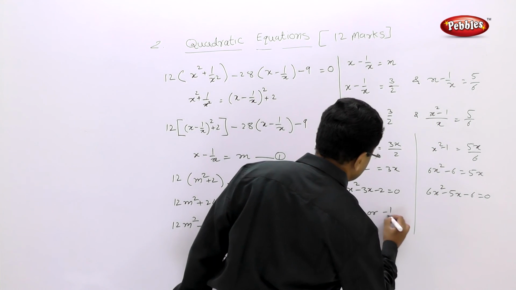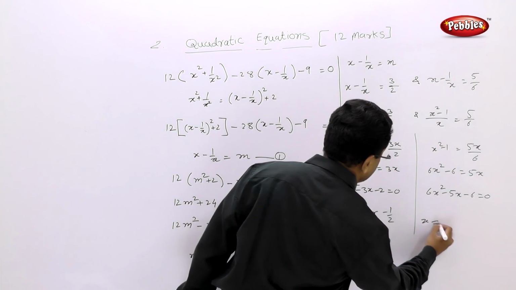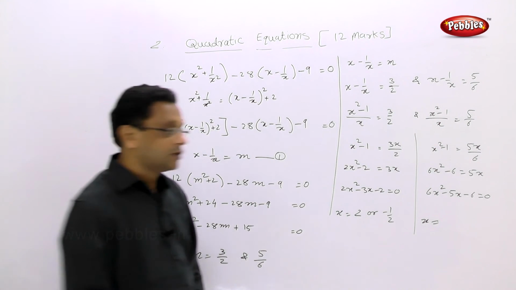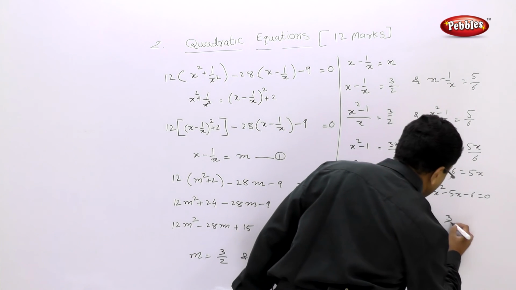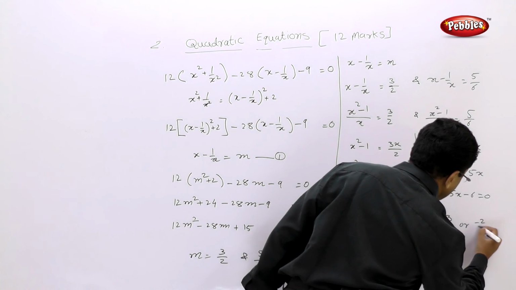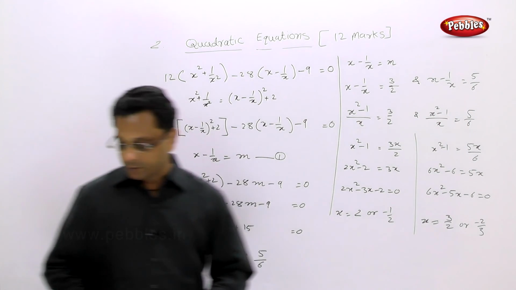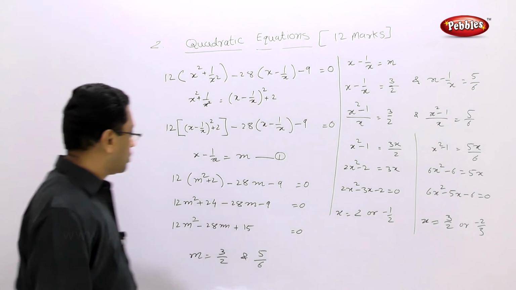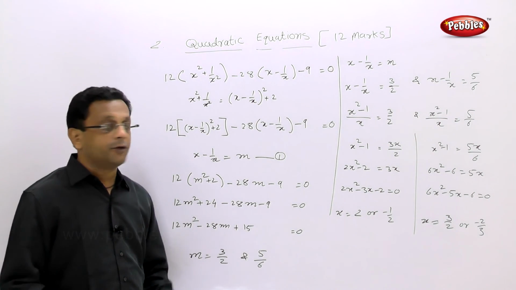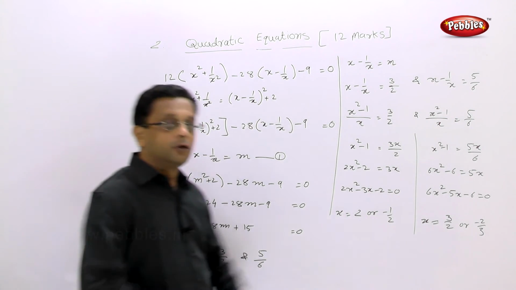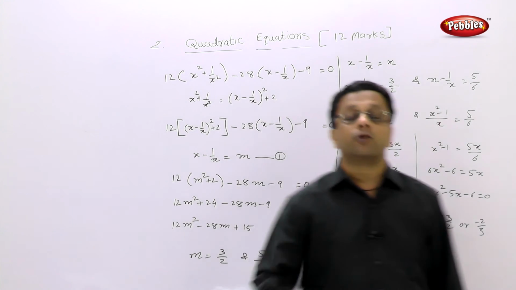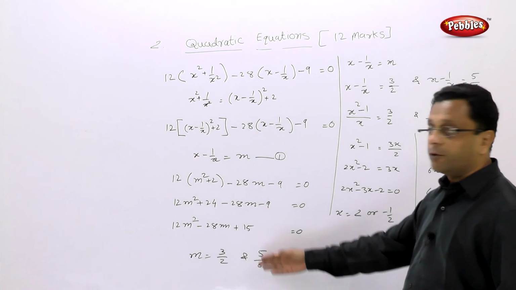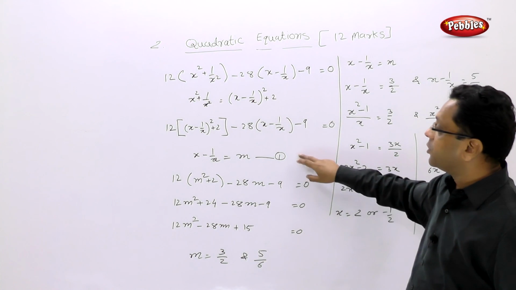And here you will get x equal to 3 by 2 or minus 2 by 3. So you will get these four values of x by solving this example. Again I am telling you that the example is long, but it is not difficult. Okay, just remember to resubstitute m into this equation.